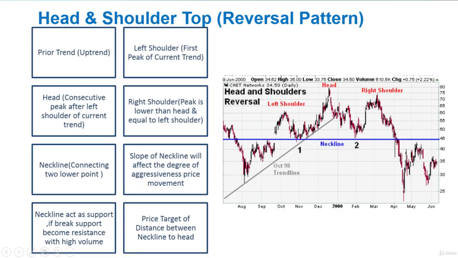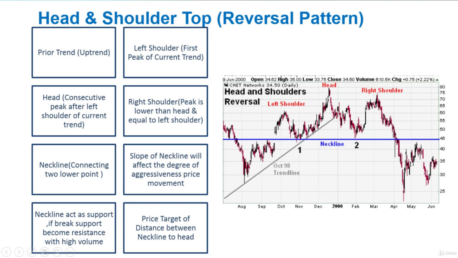With a simple example, we can easily understand the head and shoulder top, a reversal pattern, with the help of an example chart. As the example chart shows on your screen, you can clearly identify that the price is in an uptrend. The first peak in the current trend is considered to be the left shoulder. Then the consecutive high will be considered your head, and after the drop down, the next top is lower than the head, which is like a right shoulder.